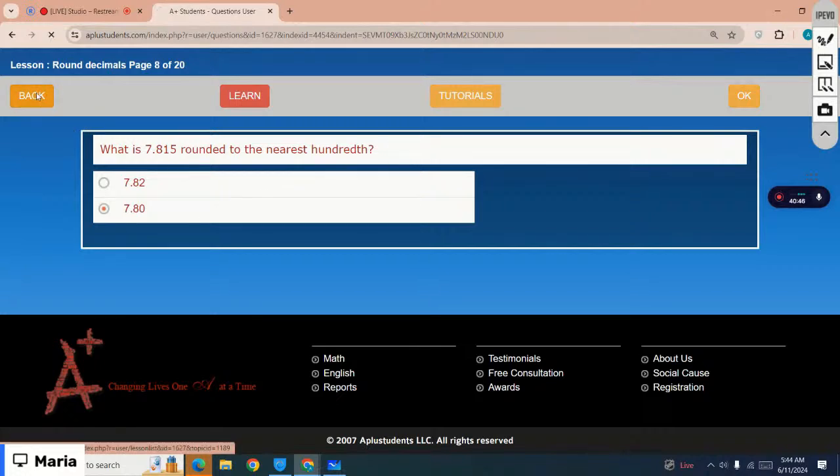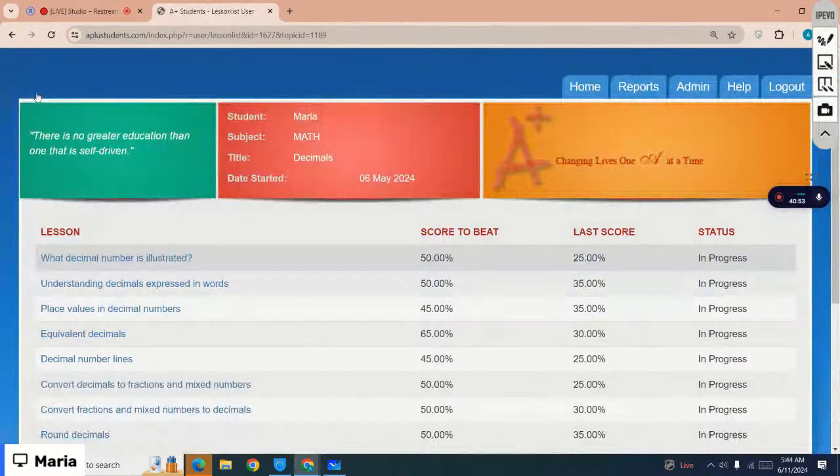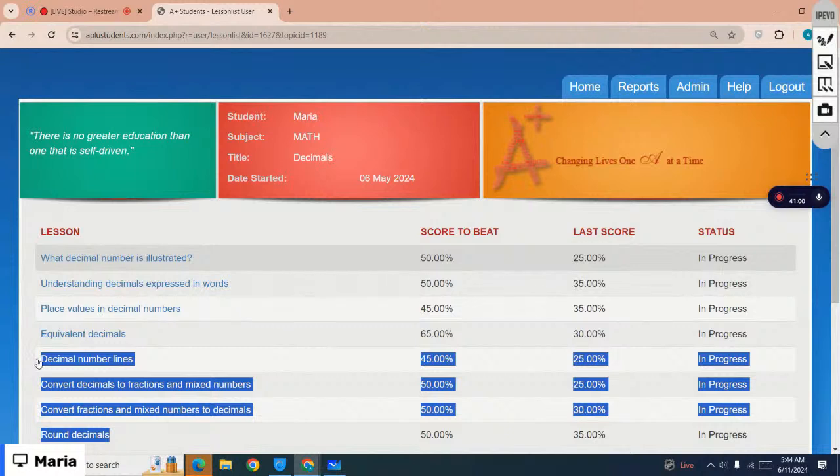Okay, you can complete the lesson by yourself later today. So we were working on grade 4 math. The chapter we were working on is decimals. The lessons we have covered today are decimal number lines, convert decimals to fractions and mixed numbers, convert fractions and mixed numbers to decimals, and round decimals.